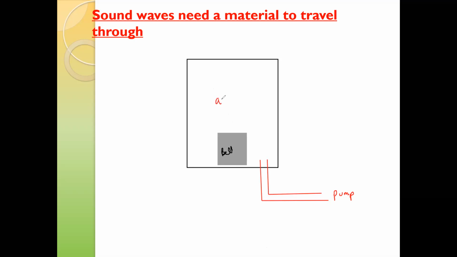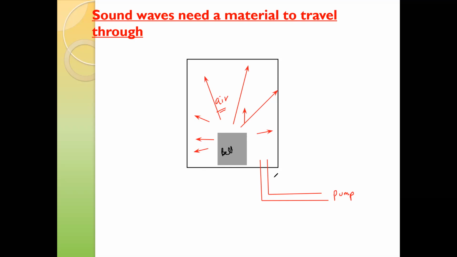Initially, we have air, and we switch on the bell. When we switch on the bell, we are able to detect the sound. Why are we able to detect the sound? Because the sound can travel through air. So that's why we are able to receive the sound which is produced by this bell.